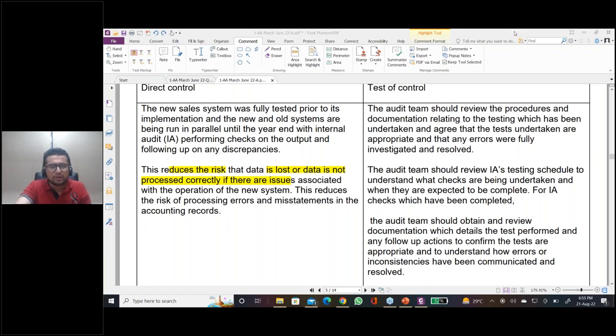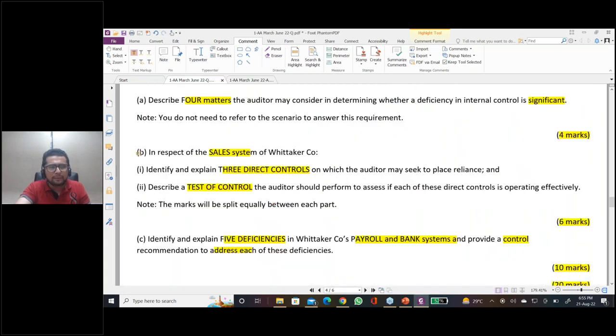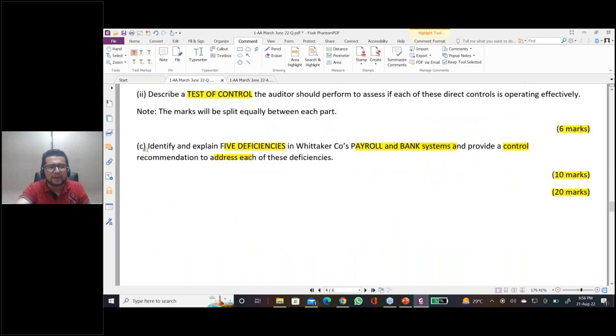That's great. Now back to the exam requirement. The exam requirement part B. Now, sorry, not the part B, it's about the part C. Now you have to identify and explain not 1, not 2, 5 deficiencies. But which system are we talking about here? Well, we did the sales system, but now it's about the payroll and the bank system.